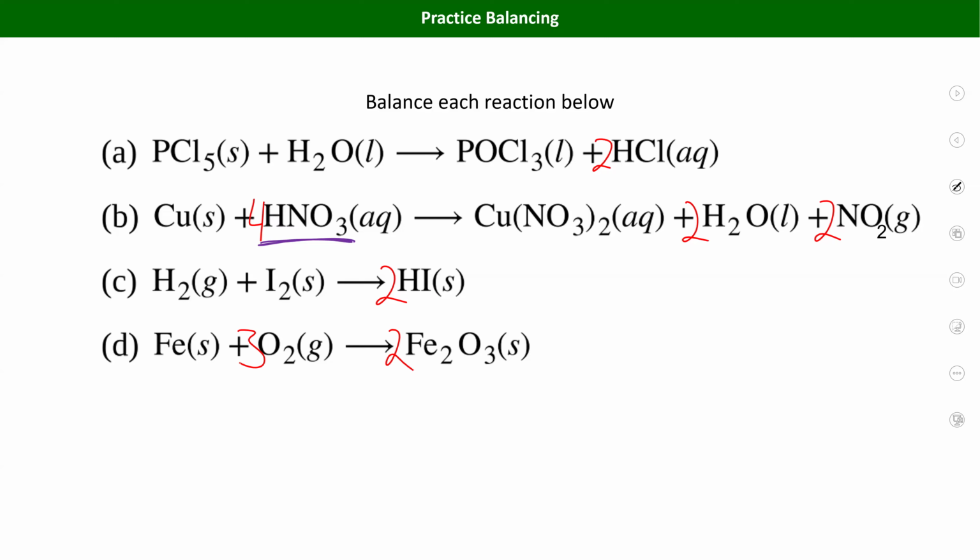That takes care of our oxygens. And since iron is all by itself, that's the easiest thing to balance last, because we can put whatever integer we need in front of the iron. In this case, we've got a total of 4 irons on that side. Right, 4 irons, 6 oxygens, 6 oxygens, we're good.